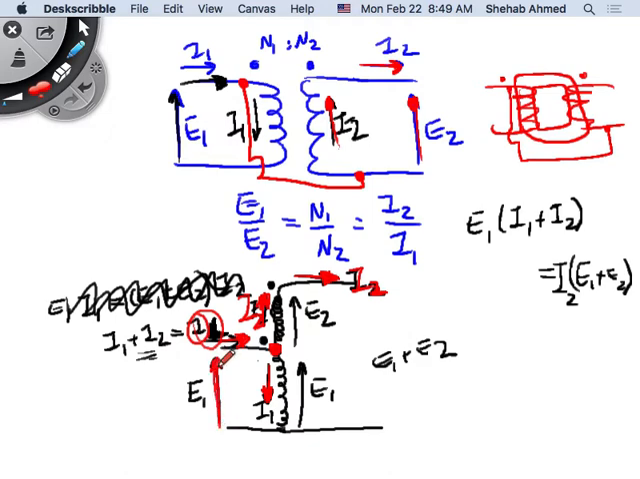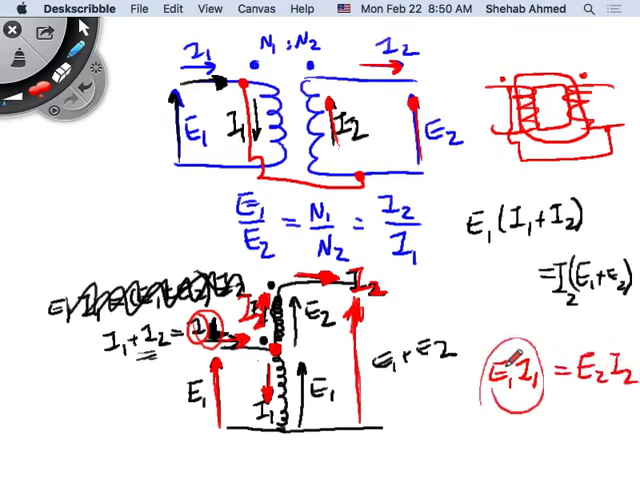But the voltage is the same. On the secondary side, the current is the same that's coming out of the secondary terminals. But the voltage is the series combination of these two voltages. So I have E1 plus E2 on the secondary side now. Originally I had E1 I1 equals E2 I2. Power on the primary is equal to power on the secondary side, right? And now I still have the same.